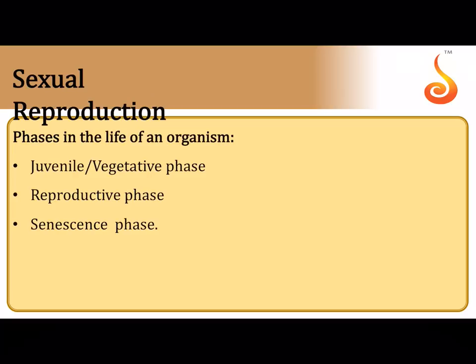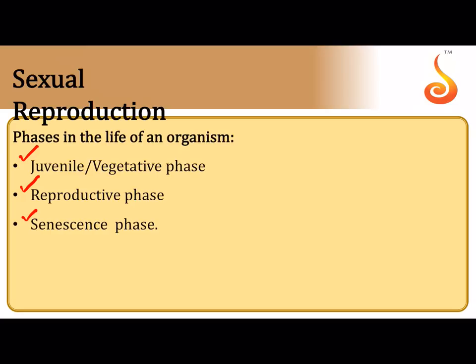What are the phases in the life of an organism with respect to sexual reproduction? Here we will be focusing mostly on plants. As soon as a plant comes out of the seed, does it reproduce? No. It has to go through different phases. The first phase is called juvenile or vegetative phase. Then it is called reproductive phase. Then it is called senescent phase.